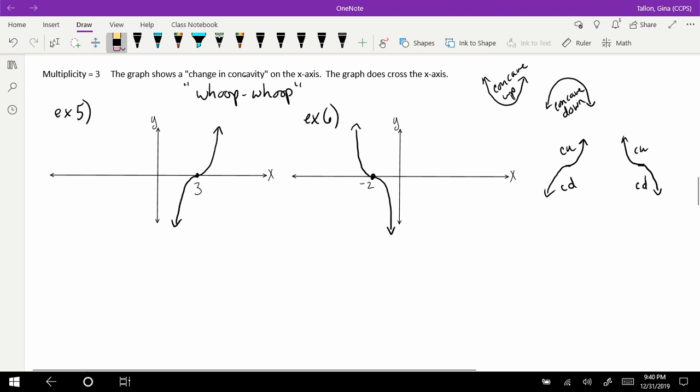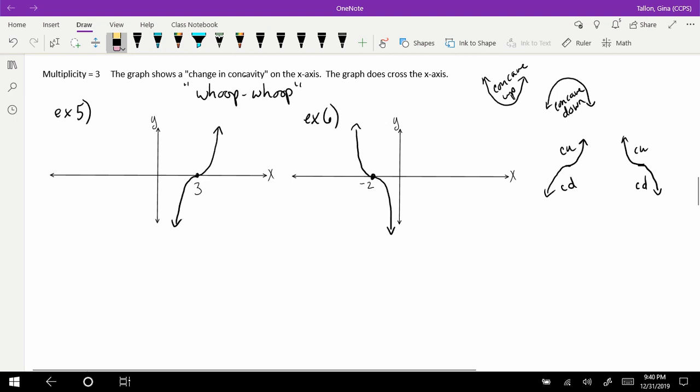Now, when you go to draw your changes in concavity, or your little whoop whoop things, next year in calculus you'll learn that those points are actually called points of inflection. But when you go to draw these changes in concavity, I don't expect you to literally draw a U and an upside down U and then go back and erase.